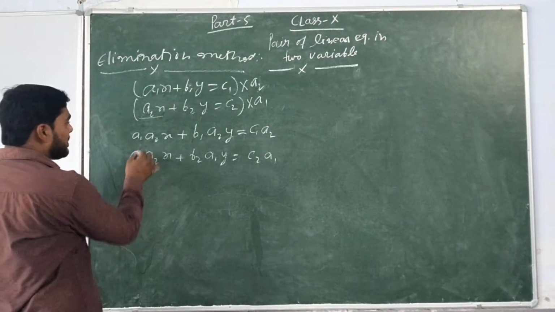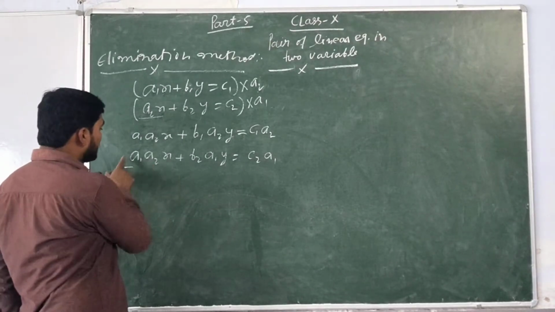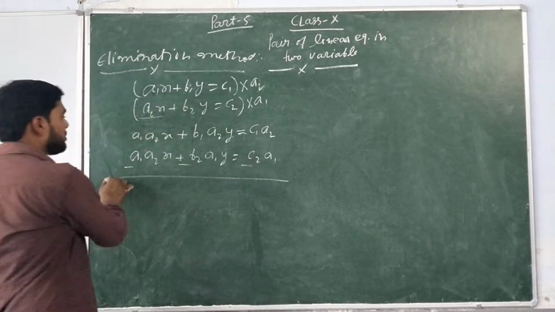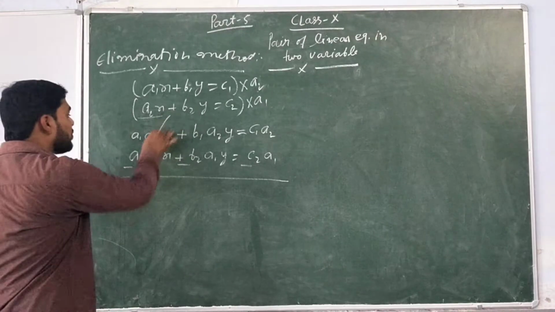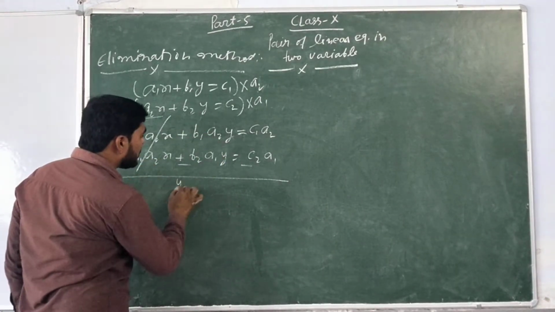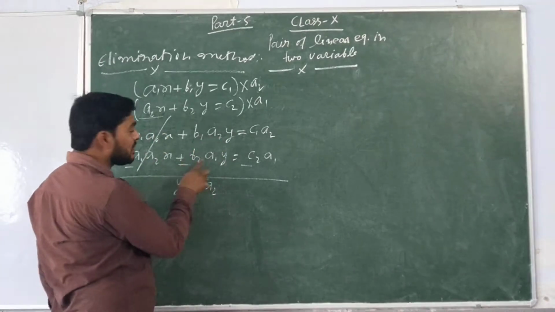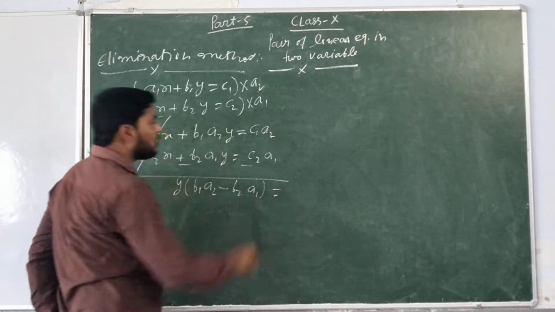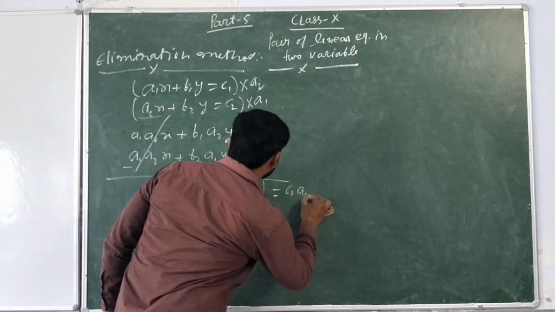When you subtract the first equation from the second, the signs will change. This plus will be minus, this plus will be minus, this plus will be minus. These are opposite and equal, so they cancel out. Now solve it. Take y common, you will get (b1 a2 minus b2 a1) y equal to c1 a2 minus c2 a1.